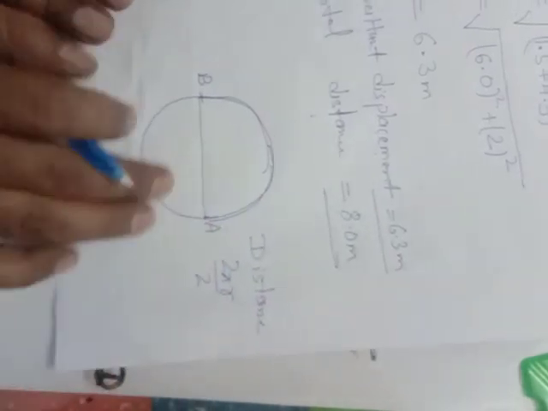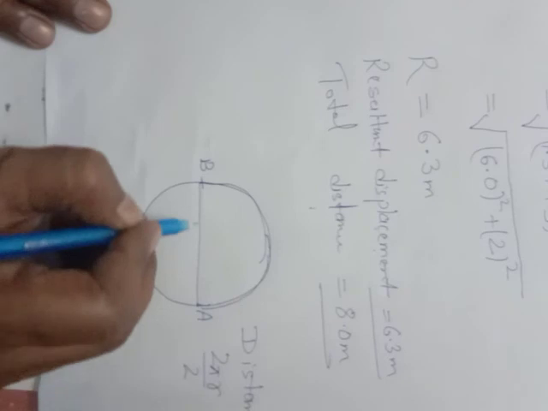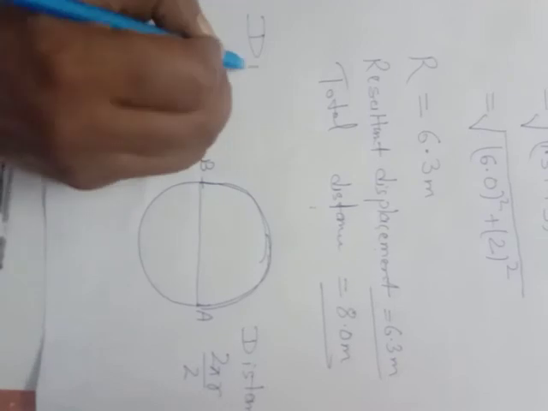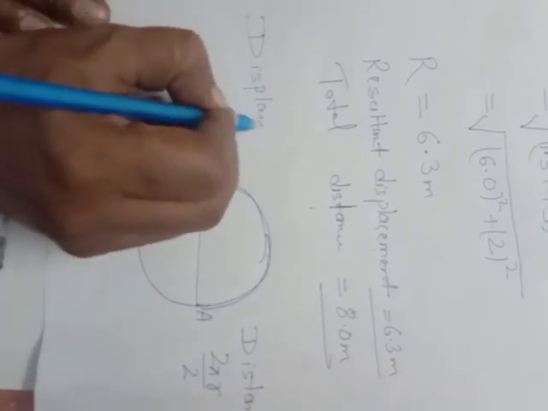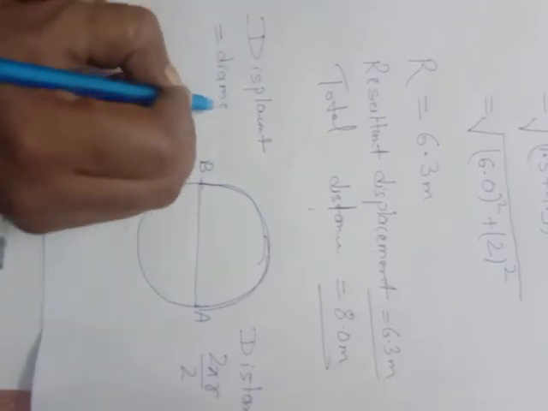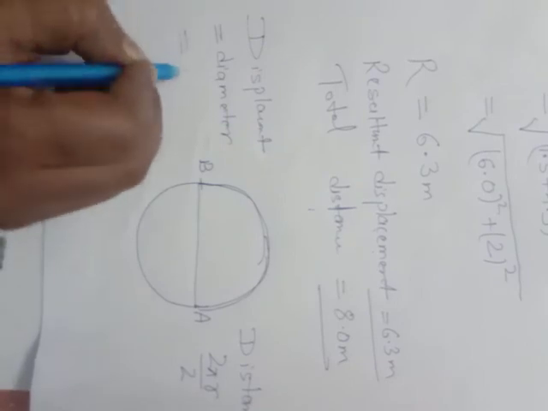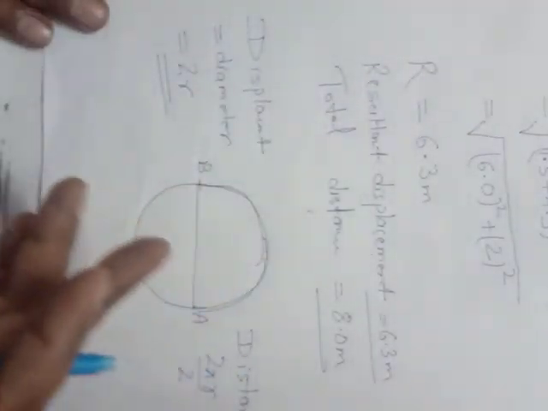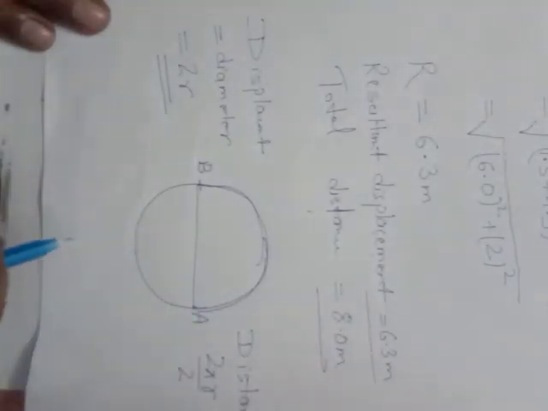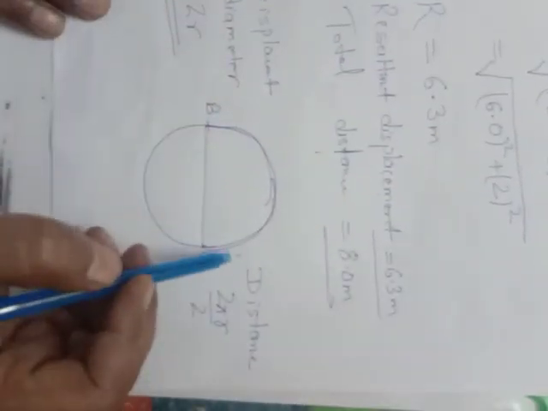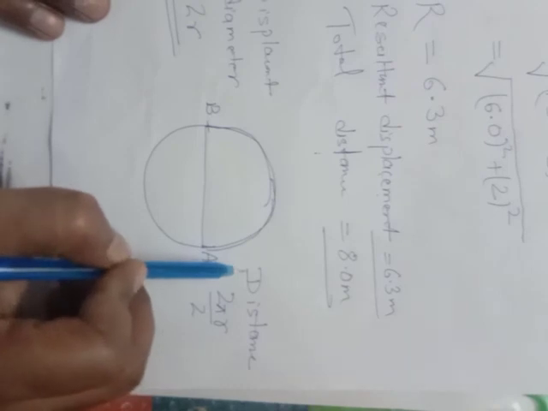And what is the displacement? As I have told you, displacement is a straight line, so displacement will be the diameter of the circle, that is 2r. By knowing about the direction, we will come to know about the displacement, and by knowing only about the displacement, we will come to know about distance.